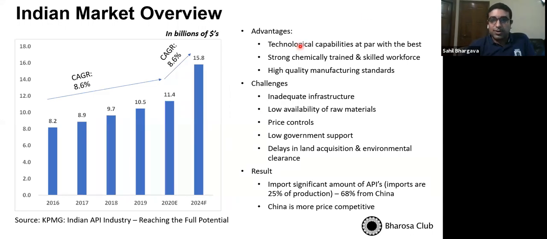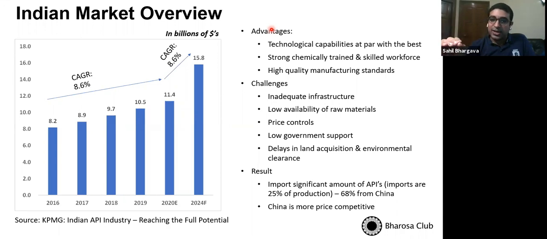Okay, so in my research on the Indian API manufacturing market, a couple of interesting things to discuss. First, the advantages of the Indian market. So the technological capabilities are at par with the best. So we don't have a shortage of know-how. We have a strong chemically trained and skilled workforce that can be utilized towards manufacturing these APIs. And in general, we have very high quality manufacturing standards and reputation, which is very, very important for these things. So those are the positive sides.